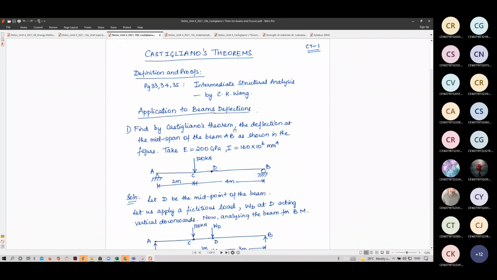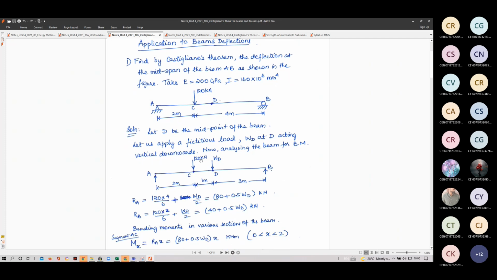Now find by Castigliano's theorem the deflection at the midspan of AB. AB is a simply supported beam loaded at C, 1/3 of the distance. But I want to find the deflection at midspan D. So what I do, I introduce a fictitious load. Here we can write P or we can write WD.